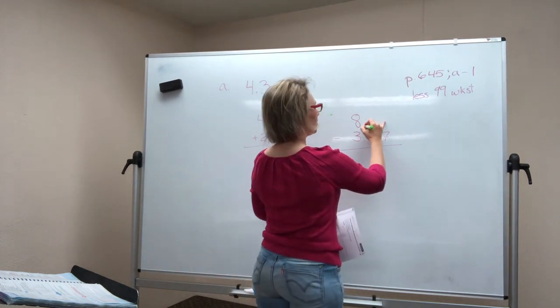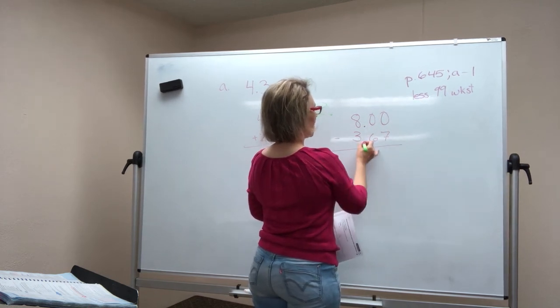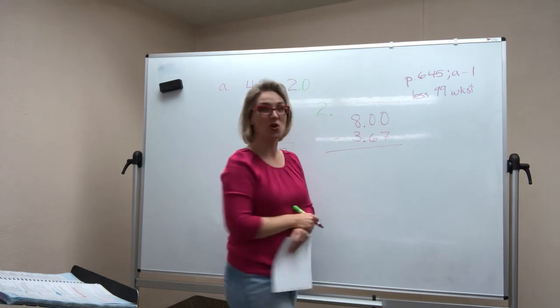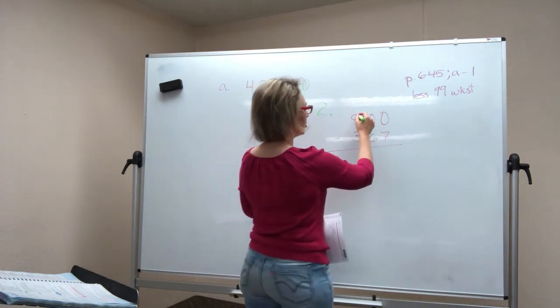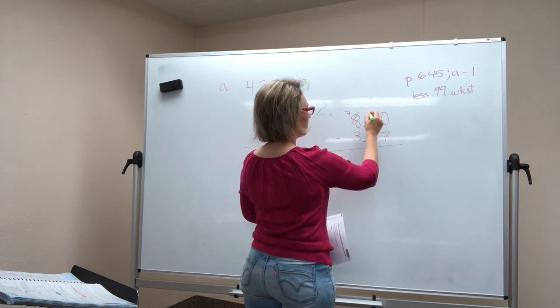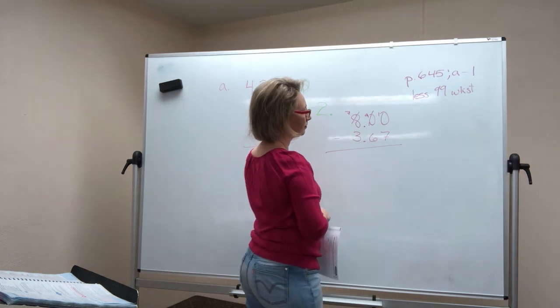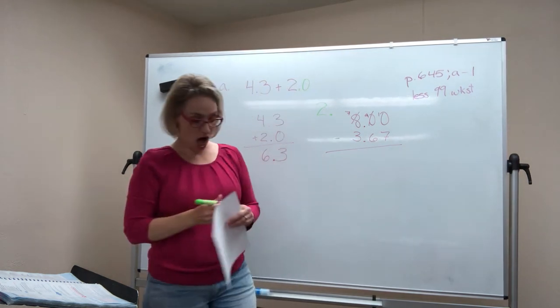All you have to do is remember to add 0.00 to the 8, and now you know what to do, okay? You're going to borrow from the 8, make it a 7, make that a 10. Now you're going to borrow from that one and make it a 9 and make that one a 10, and you're just going to subtract, okay? Does that make sense? All right.